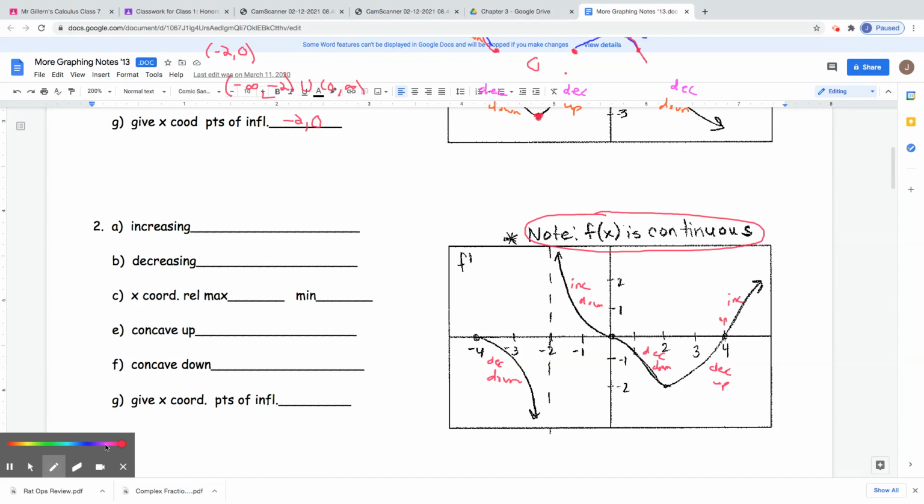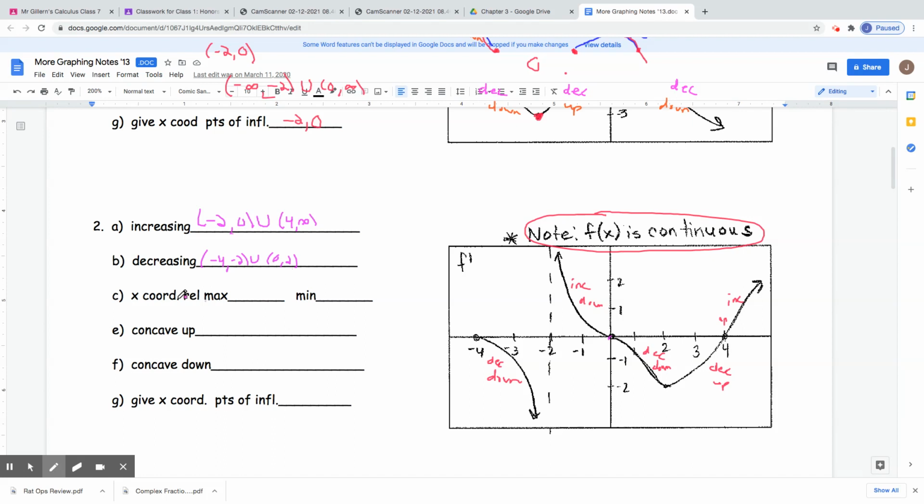Now, once we've done that, we go back and look at the graph. Where is it increasing? It was increasing from -2 to 0, and then union 4 to infinity. It is decreasing from negative, it's not -infinity, it's -4 to -2, union 0 to 2.